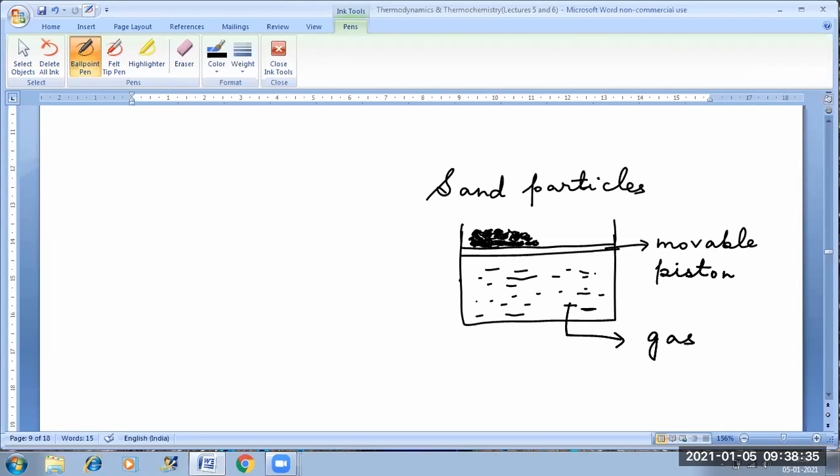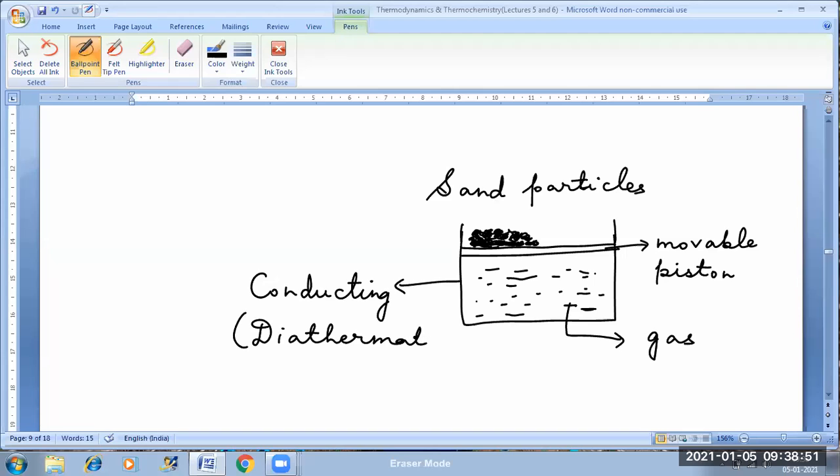Also, I say that this wall is conducting or diathermal. Means it can absorb heat or release heat. So it can take heat from the surroundings, or it can give heat to the surroundings, depending on the process. But definitely this is conducting. Then only heat can pass through this. So this is a conducting or a diathermal wall.